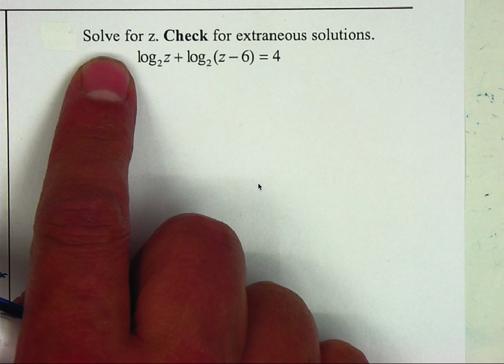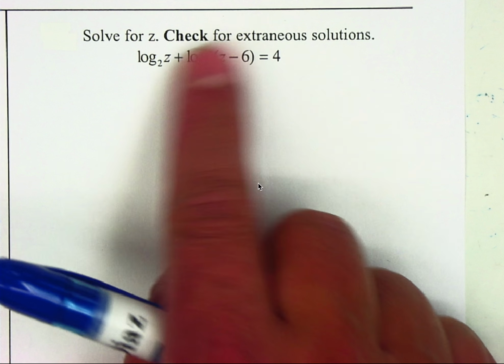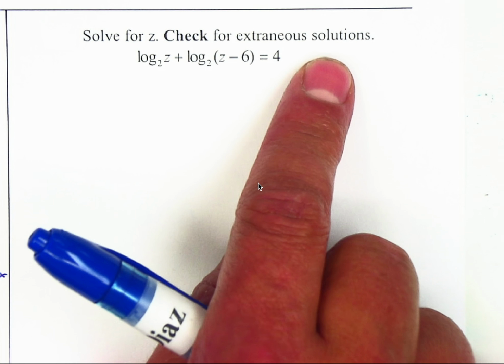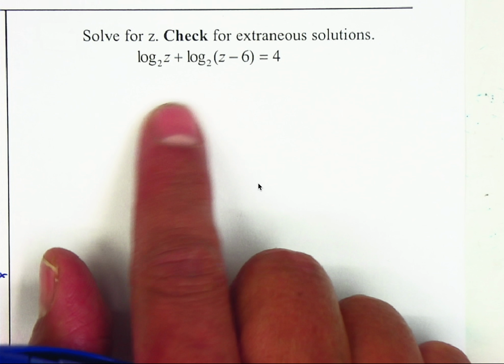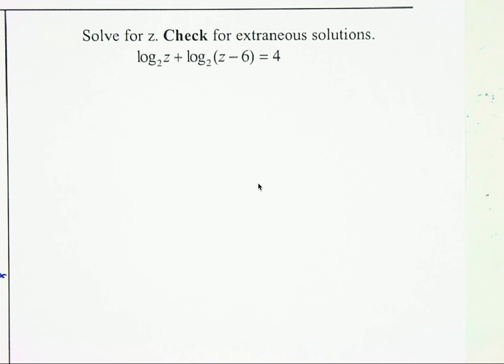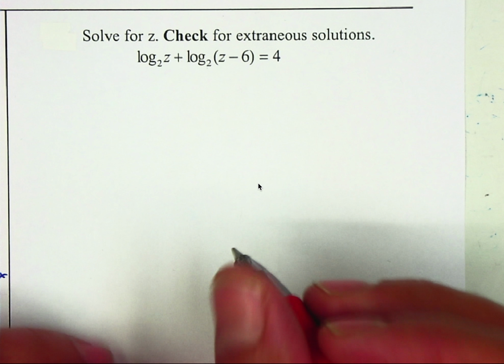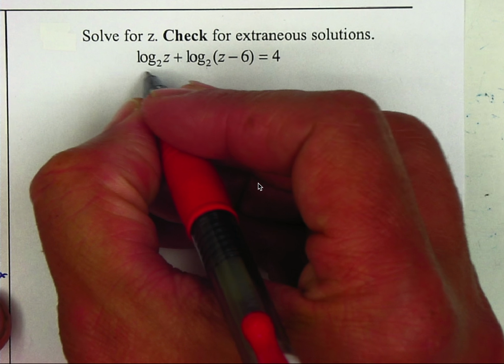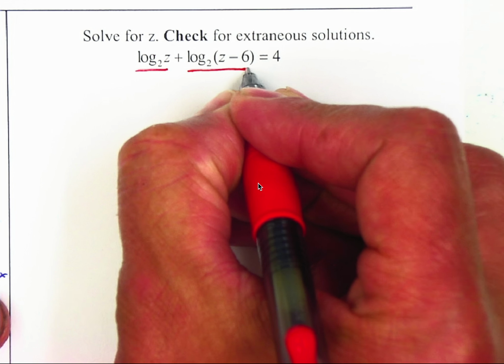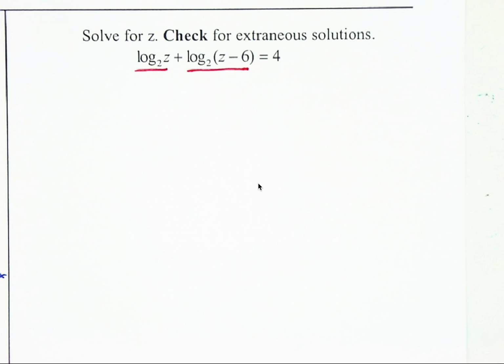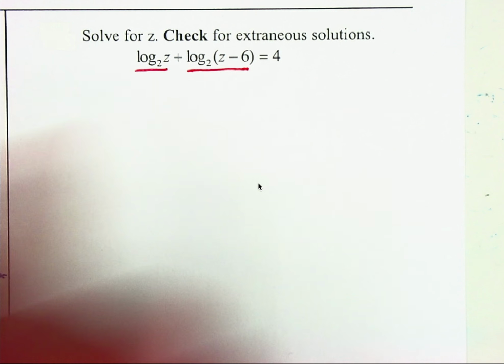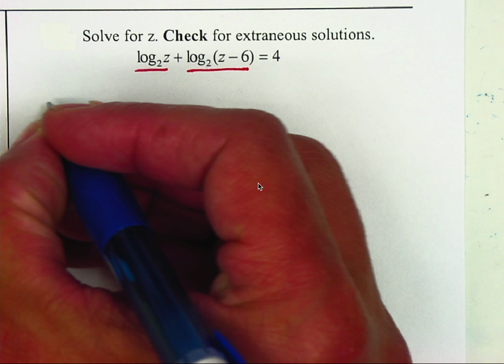Solve for z, and we need to make sure that we check for extraneous solutions. First, let's go through the process and solve. Just like whenever we're solving equations, when we combine like terms, we want to combine like logs. So they both have a base 2, so therefore we can combine them into one.